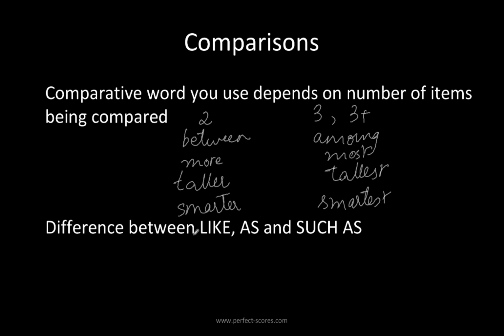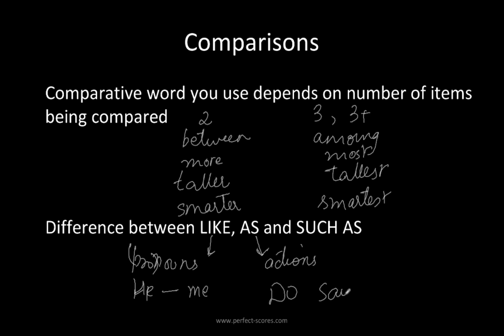Another very important difference is between like, as, and such as. So like is used to compare nouns. For example, he is just like me. So you're comparing nouns or pronouns, both of them. As is used to compare actions. For example, do as I say. So do is an action, say is an action. Then such as. Such as is not used for comparisons at all. It's used to give examples.